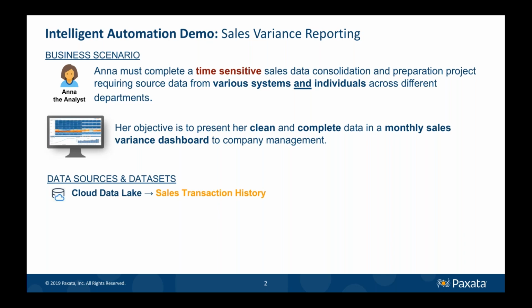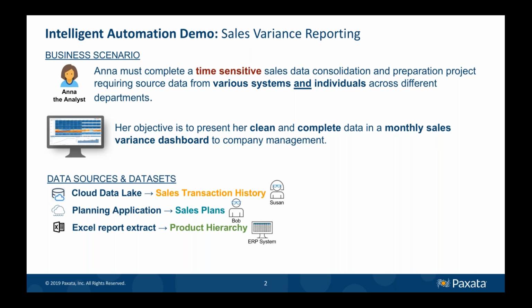So what do we have here? We have a cloud data lake. That's the source of the sales transaction data. We have a cloud-based planning app that is producing the sales plans. And we have, of course, an Excel report extract. There's always got to be an Excel file in there somewhere, right? And this is going to provide the product hierarchy information. And again, the goal here is just to produce a final monthly sales variance report.